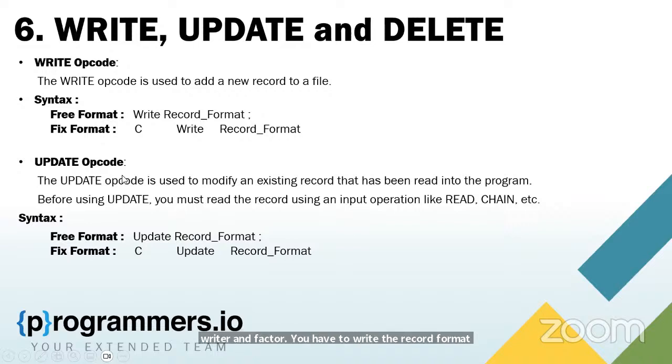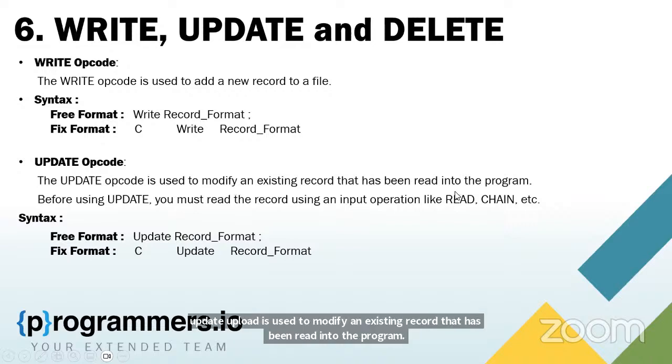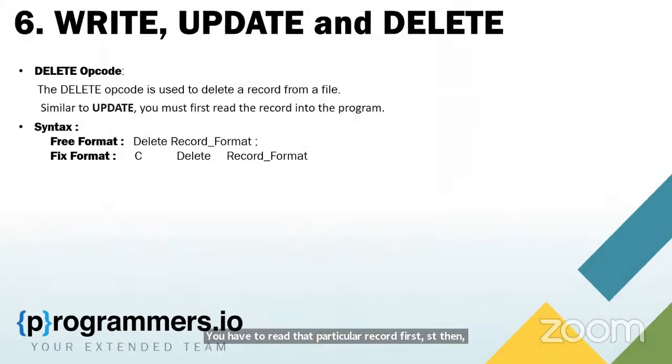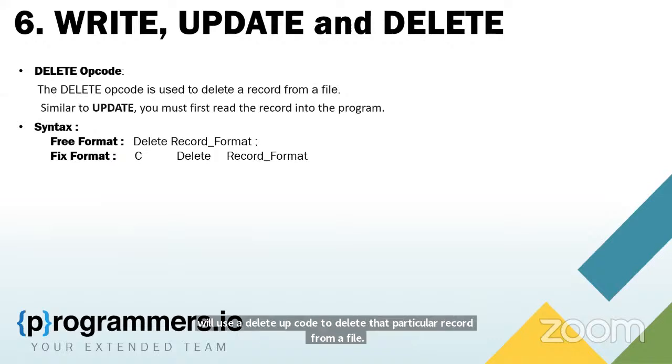And what will the UPDATE opcode do? The UPDATE opcode is used to modify an existing record that has been read into the program. So if you are using the UPDATE opcode in your file, you must read your record first. Which record you want to update, you have to read that particular record first. Then only you can use the UPDATE opcode. Same goes with the DELETE opcode. First, you have to read the record which you want to delete. Then you will use a DELETE opcode to delete that particular record from a file. So let's see the example of these ones.